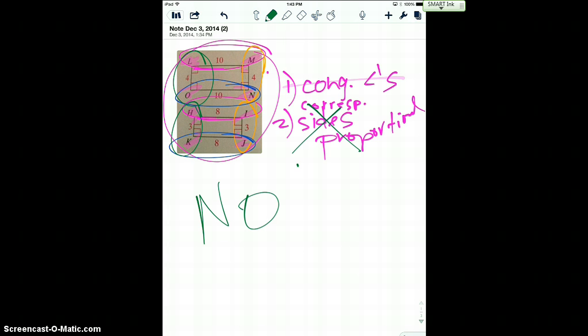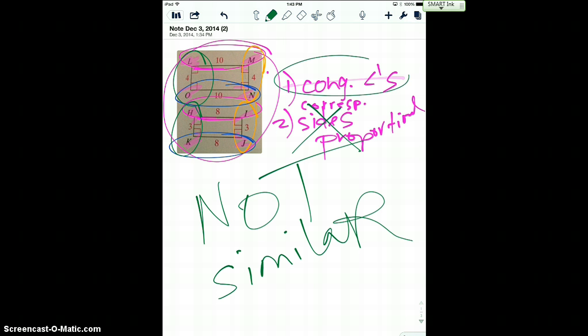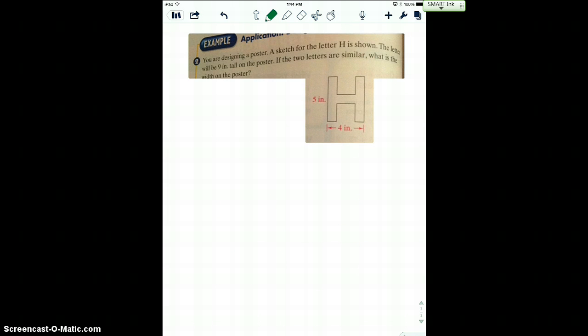These are not similar. And why is it? It's not because of this, it's because of this. The corresponding sides are not proportional. They're not in proportion to one another. Okay, let's look at another example.